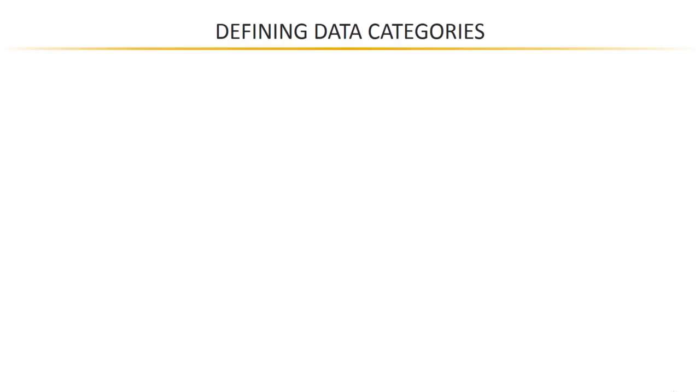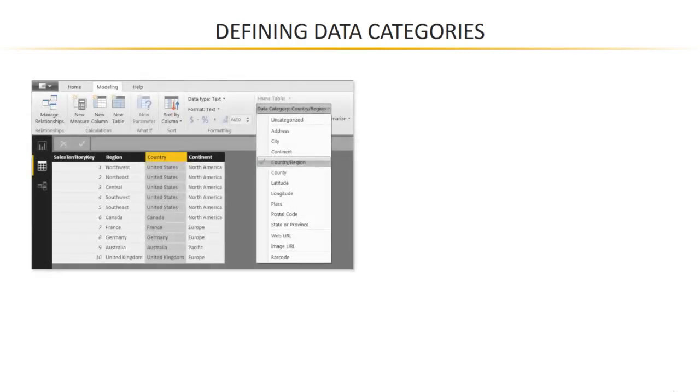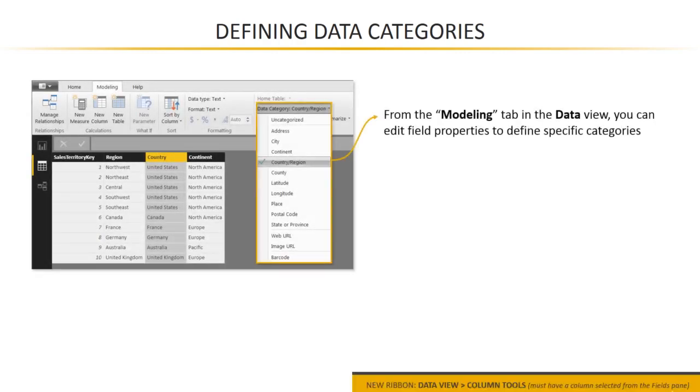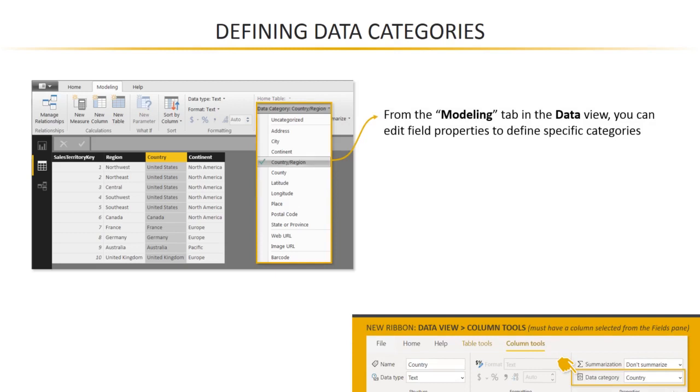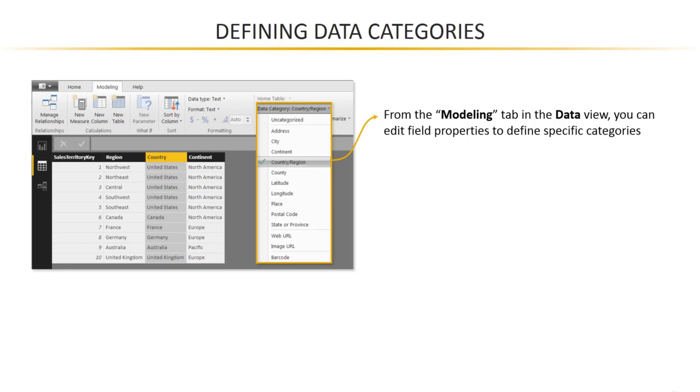So we've already seen some options for formatting or changing data types within the query editor. We've formatted columns as dates, as whole numbers, as currency and decimals, but there are some additional options that we'll find outside of the query editor in the data view, specifically the modeling tab, that will help us not only define more specific data formats, like specific date or currency types, but also categories.